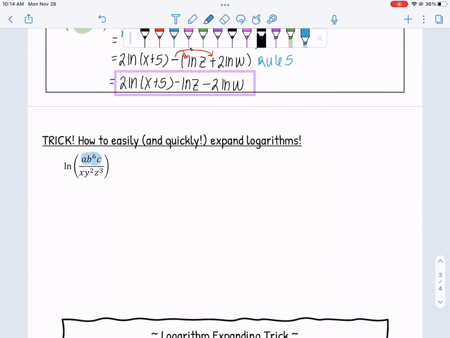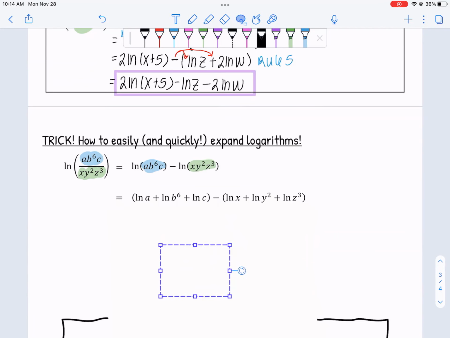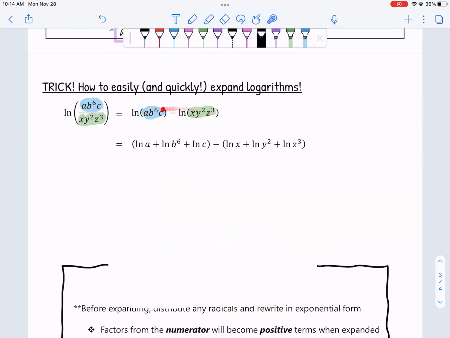So we have ln of a b to the 6th c divided by x y squared z cubed. If I'm breaking this up in multiple steps, I would be doing numerator minus denominator. And then I would want to break up each of these pieces. From the numerator, you have your a, your b to the 6th, and your c. It's all addition because you're multiplying them all together. Here, you have your x, y squared, z cubed. That's from the denominator. Minus, and then there are parentheses because this entire thing is in the denominator. So this is all numerator, this is all denominator.